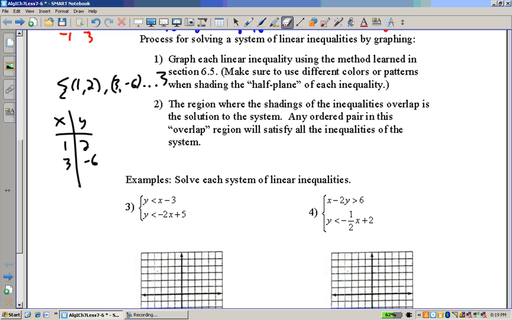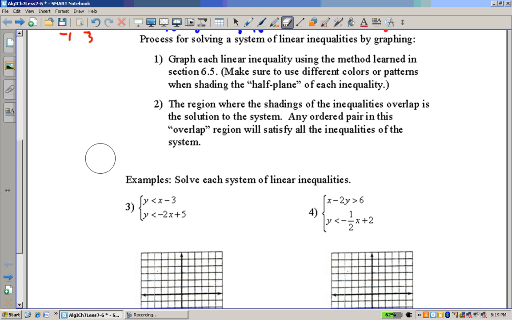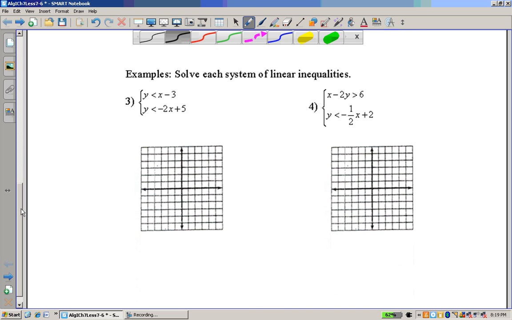So let's graph these. Let's not use any of these other methods. Let's graph it, and let's see if we can organize the, in most cases, uncountable infinite number of solutions that we can find here. All right, number 3, y is less than x minus 3. y is less than negative 2x plus 5. All righty.